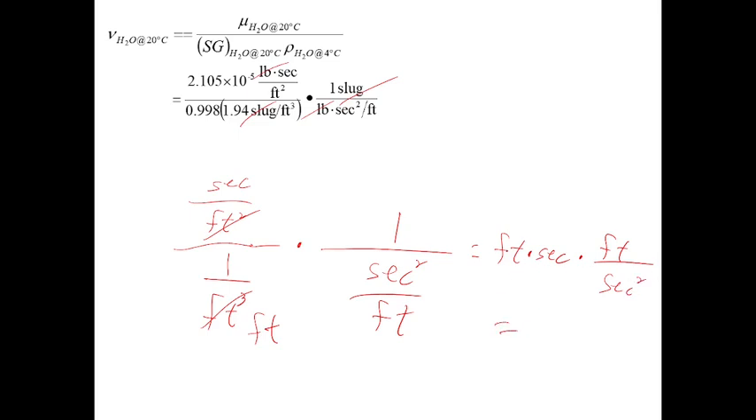So the foot becomes foot squared, and second squared becomes just second. So foot squared per second. That is our goal. Correct. So, 1.087 times 10 to the negative 5 square foot per second.